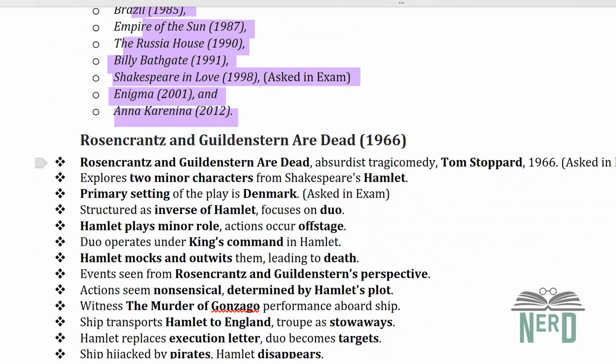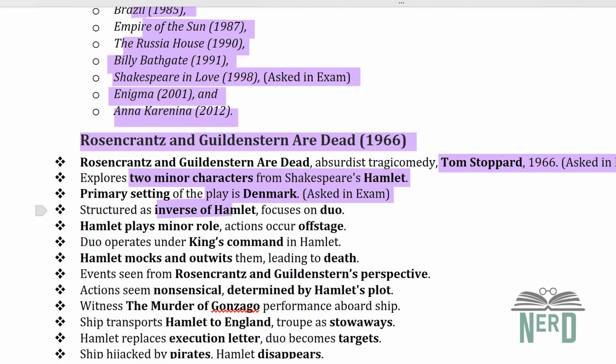Now, let's look at the play that first brought Stoppard worldwide fame, Rosencrantz and Guildenstern Are Dead. Written in 1966, and this date has been asked in exam, the play is an absurdist tragicomedy that reimagines two minor characters from Shakespeare's Hamlet. Here's something fascinating. The setting of the play is Denmark, and that simple but specific fact has also been asked in exam. The entire structure of Stoppard's play is a kind of inversion of Hamlet.